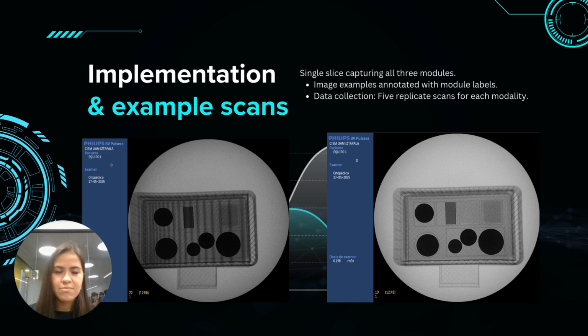Here are example images. On the right, digital radiography projections showcasing the spatial model, and on the left, a single slice that captures all three models simultaneously. We performed 5 replicate scans for each modality to test protocol robustness.